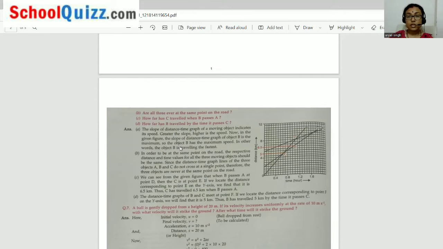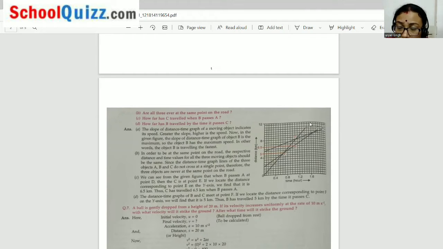In other words, the object B is traveling the fastest, because from the graph you can observe B is acquiring the fastest speed, at every point maximum speed. Now the second question: are all three ever at the same point on the road?